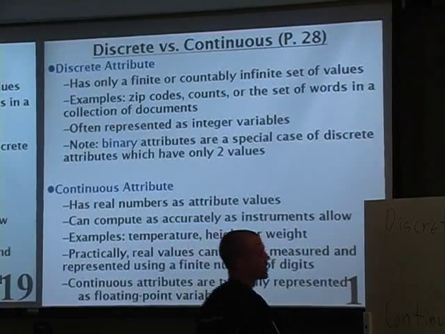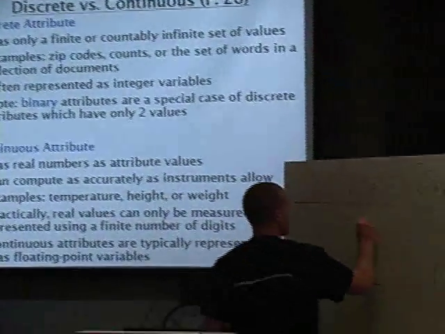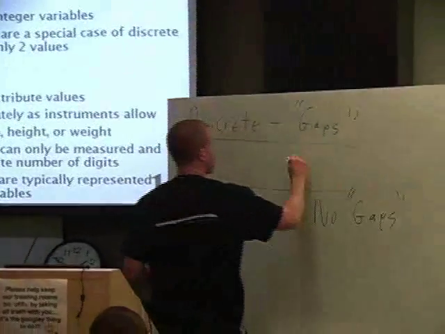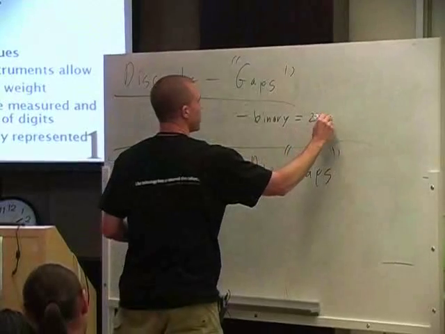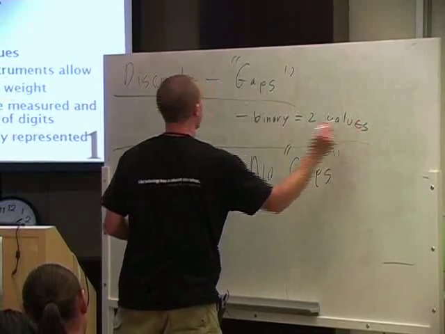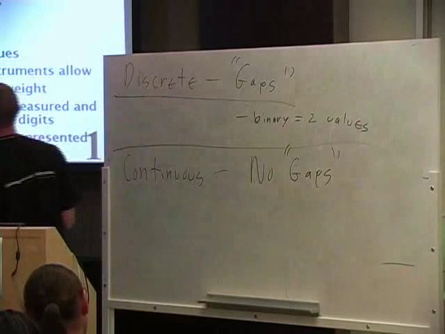Binary attributes are a special case of discrete. Binary is a special case with just 2 values. And one of the homework problems asks you, is it discrete, continuous, or binary?